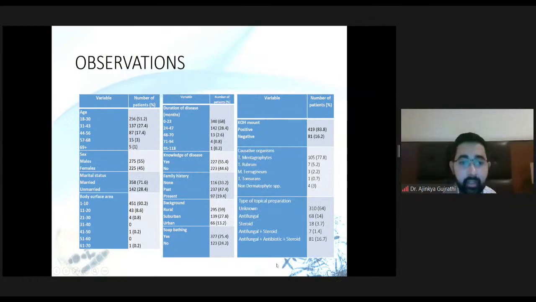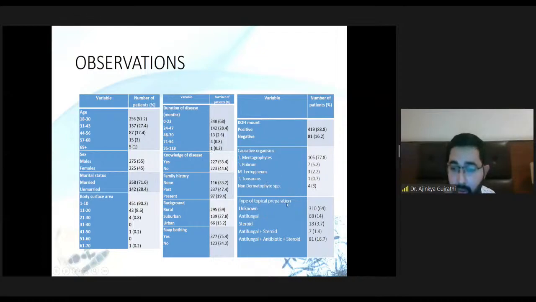Here are a few of the observations. We can see that the 18 to 30 age group is most affected. The same goes for body surface area: 1 to 10% of the body surface area was involved in most of the patients, with very few outliers. The same goes for duration of disease: 0 to 23 months was the most common group, with very few outliers.